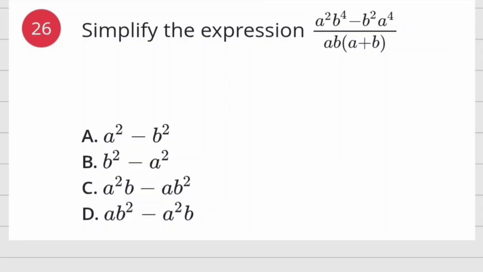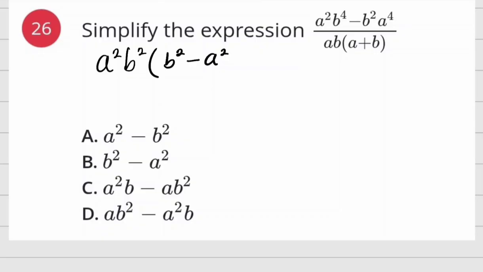Here is question 26. It says we should simplify the expression a exponential 2 b exponential 4 minus b exponential 2 a exponential 4, all divided by ab into the bracket of a plus b. From the look of things, you see that a square is common, it can be found here, can also be found here. Likewise, b square can be found here and here. Let's factorize them out. So a square is common here, likewise b square is common here. So we have a square b square into, we have a square divided by a, that will be 1, then b square divided by b to power 4, that will be b square, minus a square divided by a raised to power 4, that will be a square.